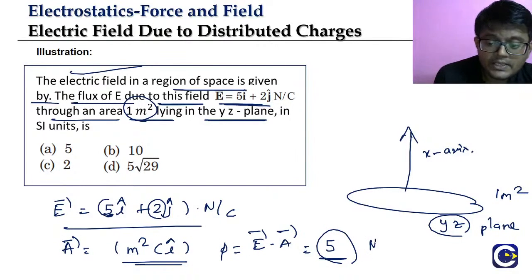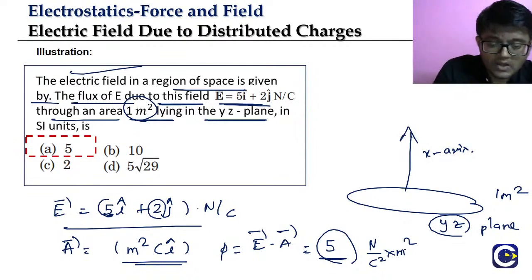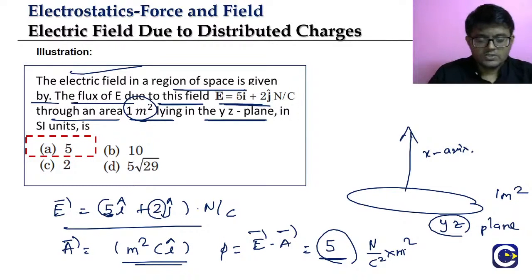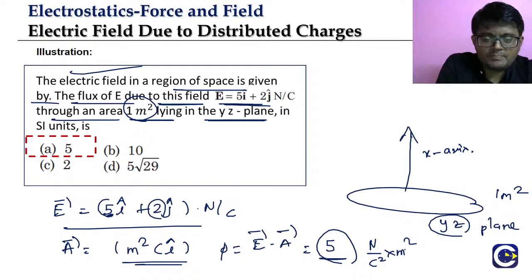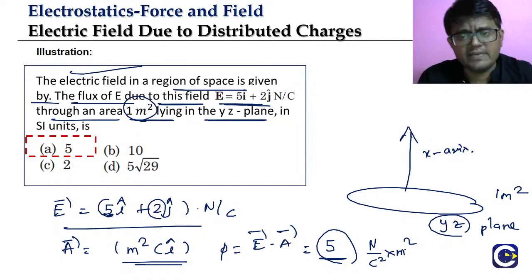The unit is Newton per coulomb into meter square. So what is the electric flux through that given area? Option A. In such questions, we should be able to write the area vector from the given conditions. Here they say the plane is in the YZ plane, so what is perpendicular to it? The X axis. From that we are able to write the area vector.